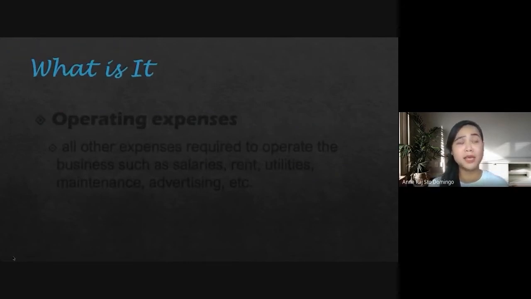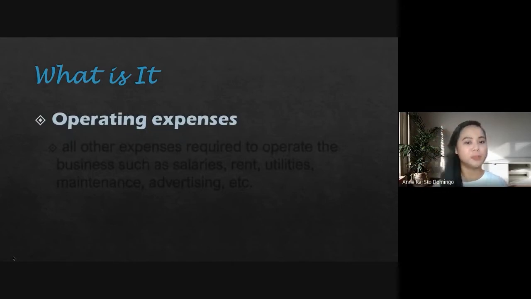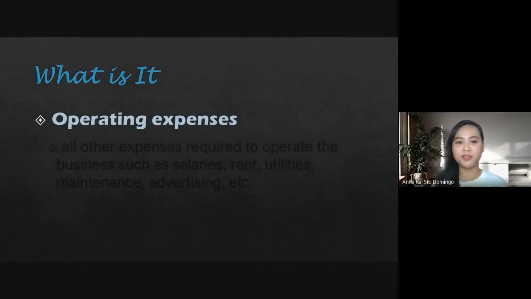Now, aside from cost of goods, meron pang isang tinatawag na operating expense na binabayaran din ng mga businesses. Sa tingin nyo, ano yung operating expenses? Ano yung mga naka-include dito? Yes, Lawrence. Ito po yung iba pa nilang bayarin, kunyari sa mga trabahador or yung renta kung nangungupahan lang po. Okay, very good. Ito pa yung other expenses aside na ginagamit nila talaga pampatakbo ng business.